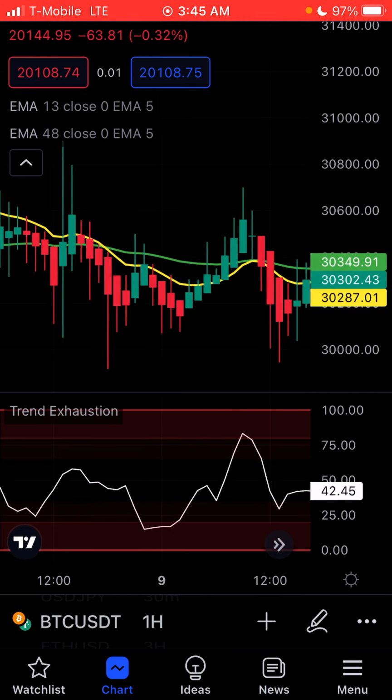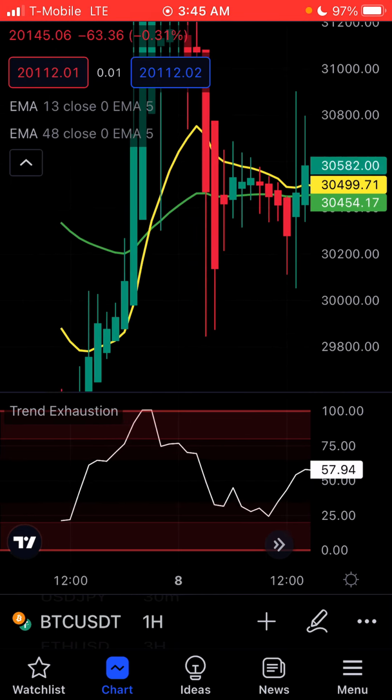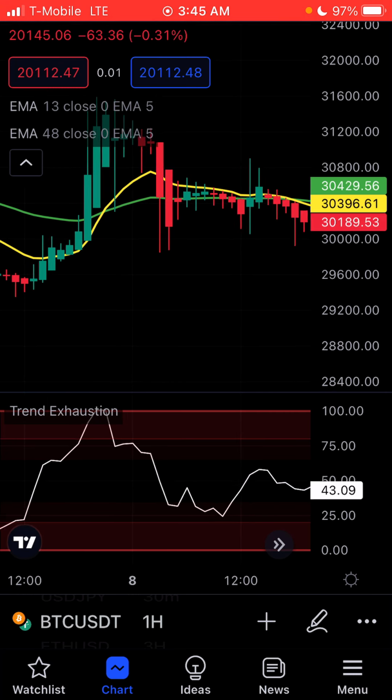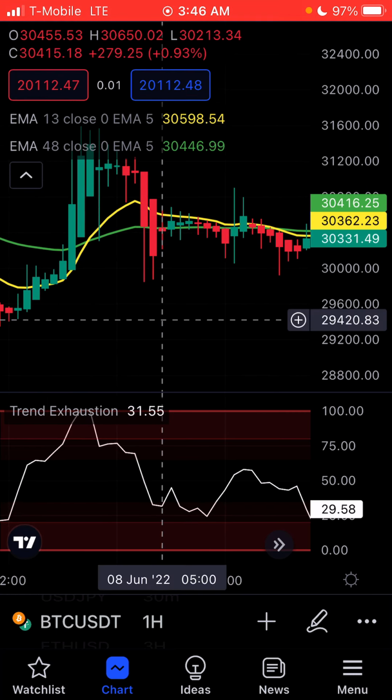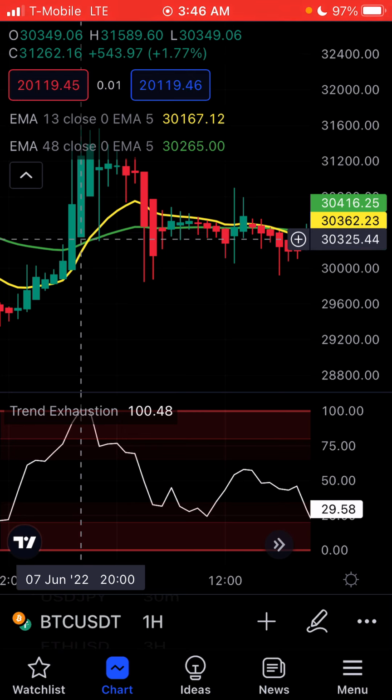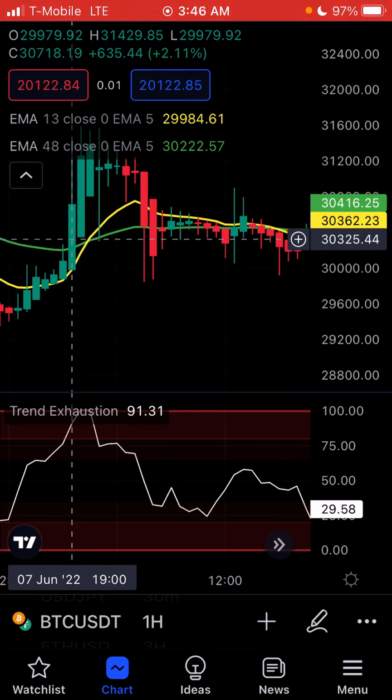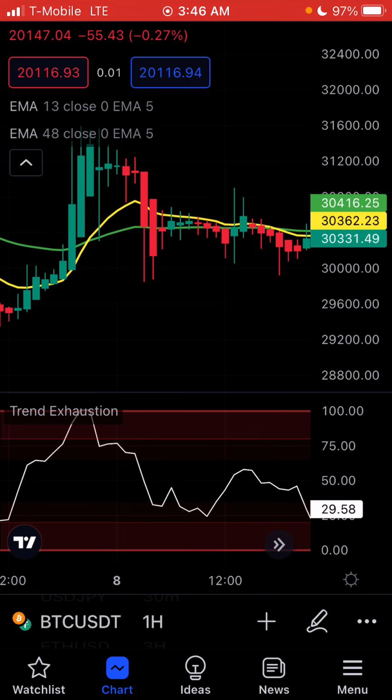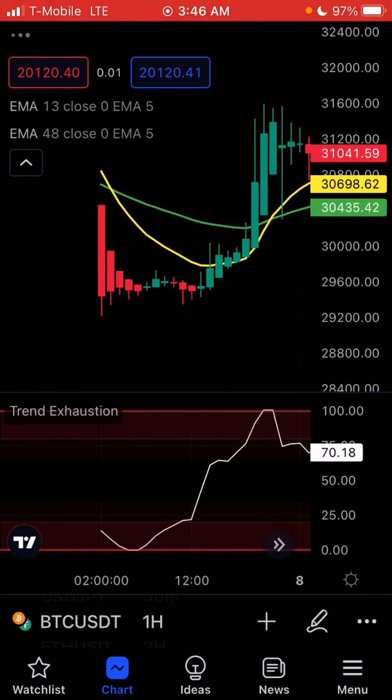So let's look for an example of when it's going up. Here we go. Very briefly, see the yellow EMA is crossing. So it's going up. So this is a very brief time. You might not be able to catch it. But you basically just ride that trend exhaustion a little bit to the top and sell, because it's close to the top right there. So that's going to be a hard one to catch.